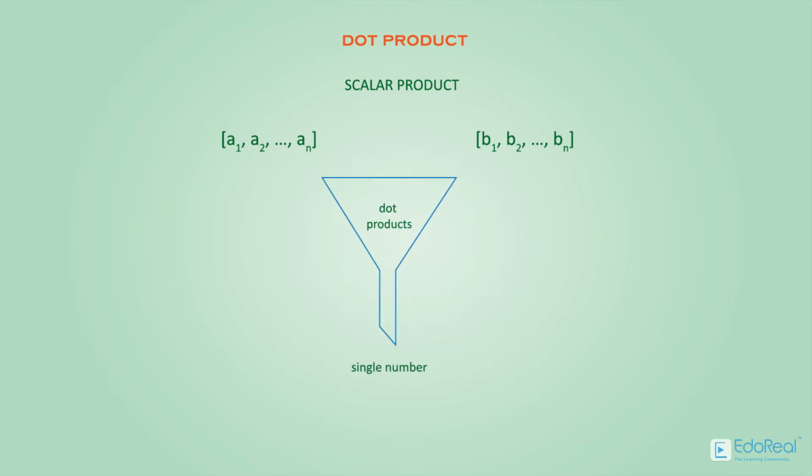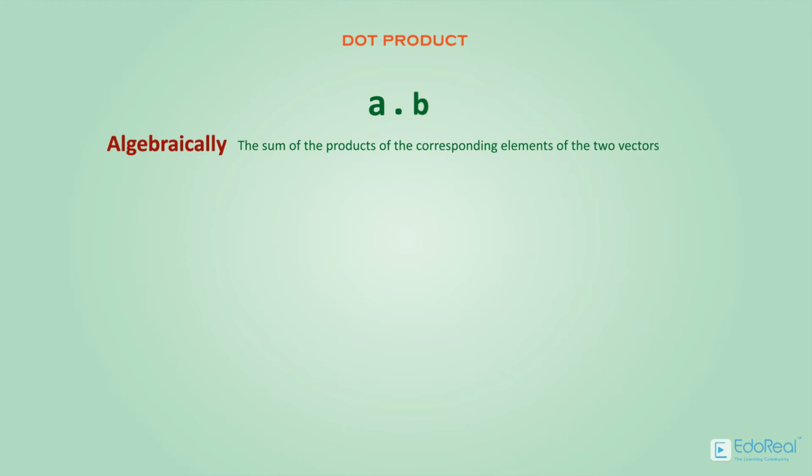Dot product. The dot product is also called a scalar product. It is an algebraic operation that works on two equal-length sequences of numbers and returns a single number. The dot product of two vectors A and B is denoted with A dot B. Algebraically, the dot product is defined as the sum of the products of the corresponding elements of the two vectors.